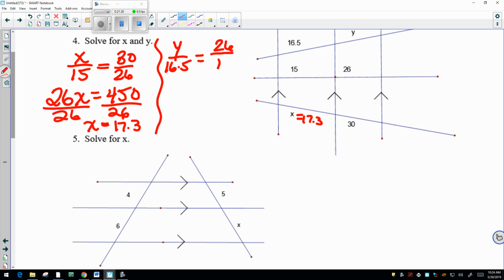Good. Okay, so we have 15y, and if we multiply the 26 and the 16.5, we get 429, good. And then if I divide through by 15, we're going to get a decimal. What does y equal? Good.